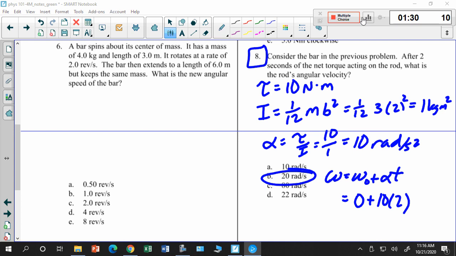You think about how this bar is changing, you can probably get rid of a lot of options right away. Thinking about, is this thing going to speed up or slow down based on how it's changing? And if you're clever, you might be able to just think about how the relationships are related and not really get into the calculations at all.